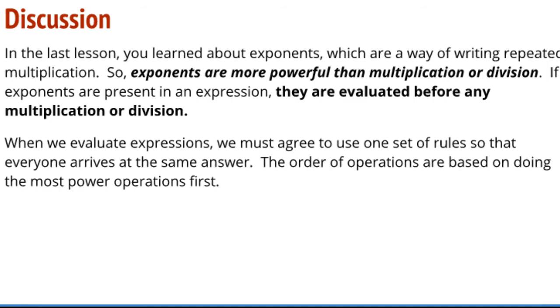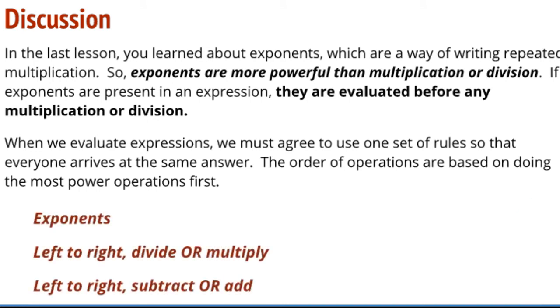So when we evaluate expressions, we have to agree to use one set of rules so we all arrive at the same answer. And we're going to do the most powerful operation first. And exponents are more powerful than multiplication or division. So we will start with exponents. Then we will go left to right, divide or multiply. And then we will go left to right, subtract or add.